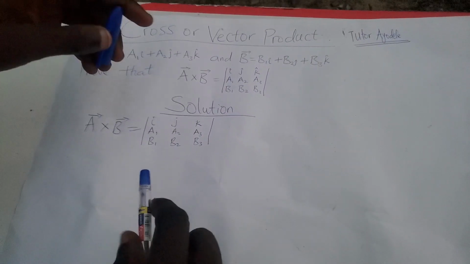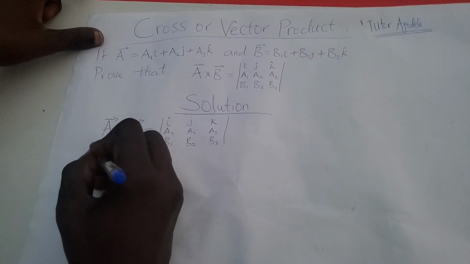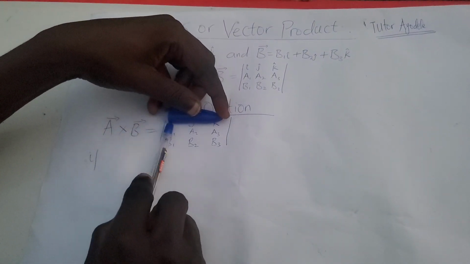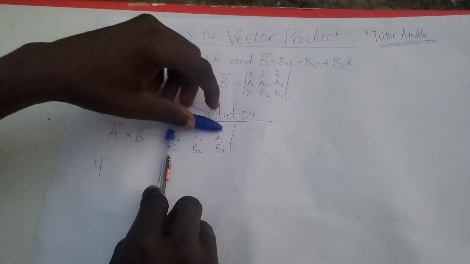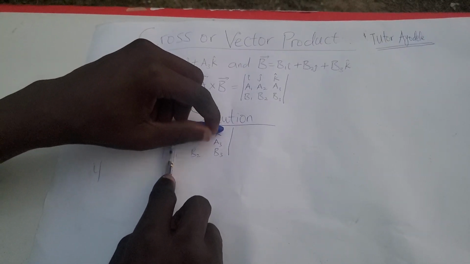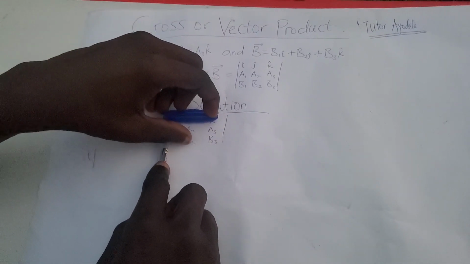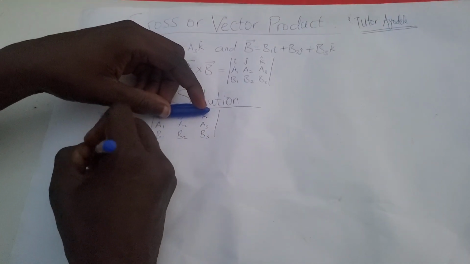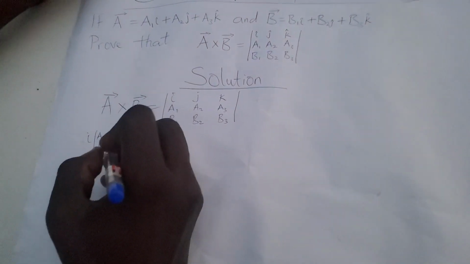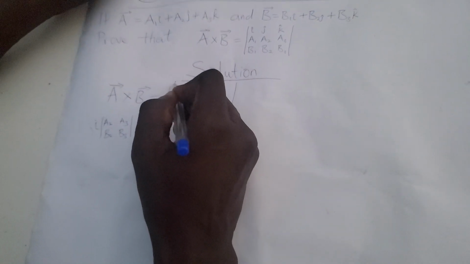In matrices, the first one is I here. So to consider I, if I cover this I, what am I left with? This line and this line meet at this point I. So if I cover this part, I'm left with A2, A3, B2, B3.